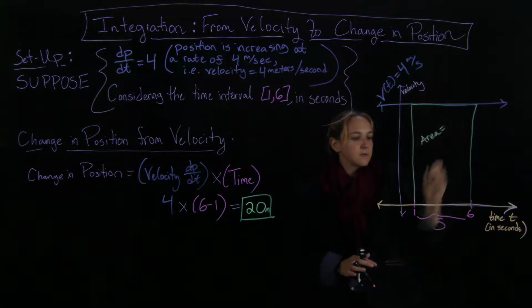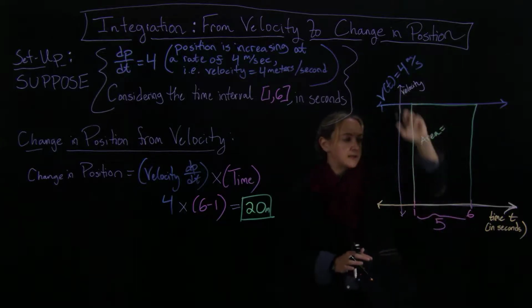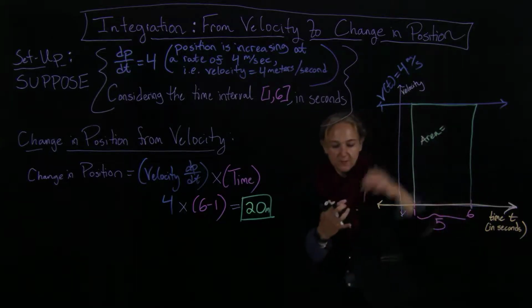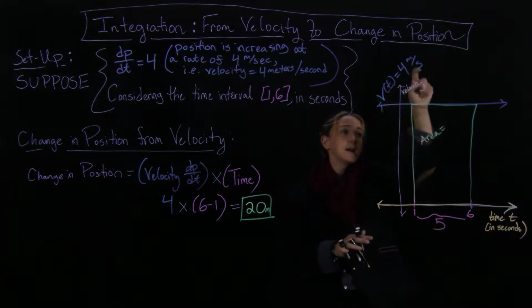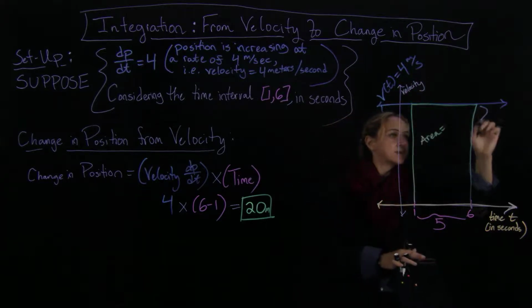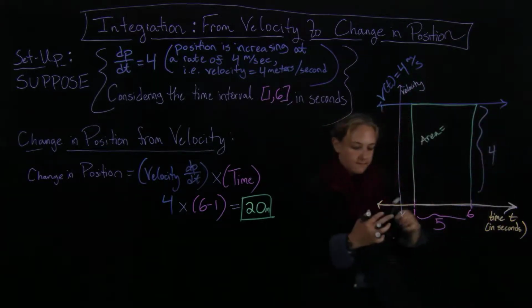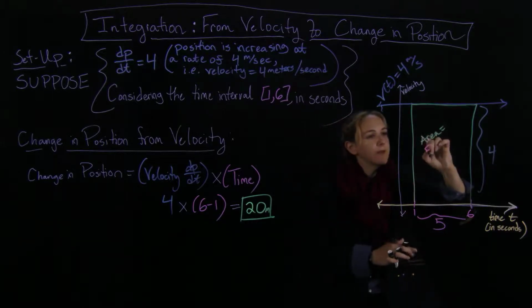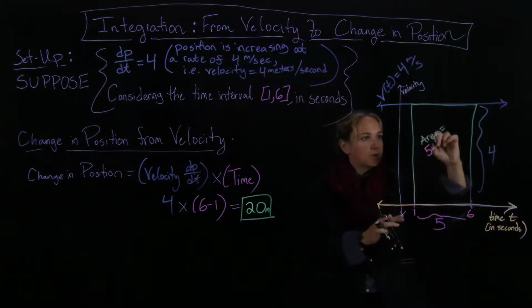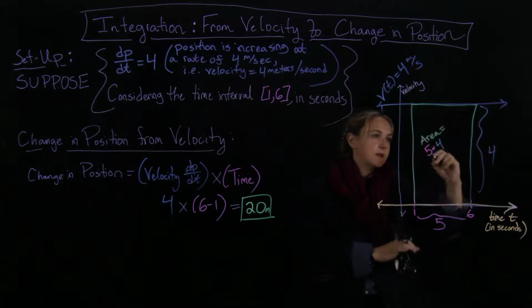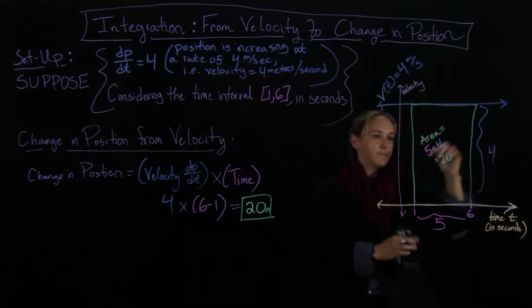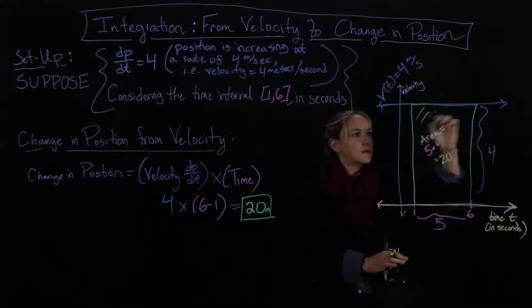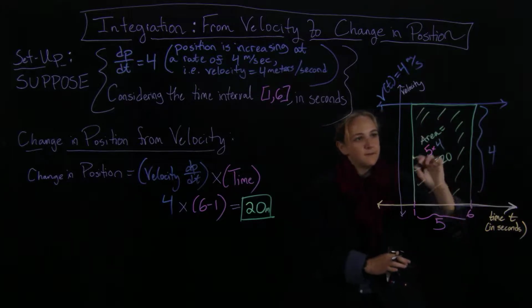This area is going to equal width times height, so 5 times 4, right? Because this is at height 4, always, this tells me that this is 4. So I have 5 times 4, so the area equals 5 times 4 equals 20, and that's this area all throughout here.